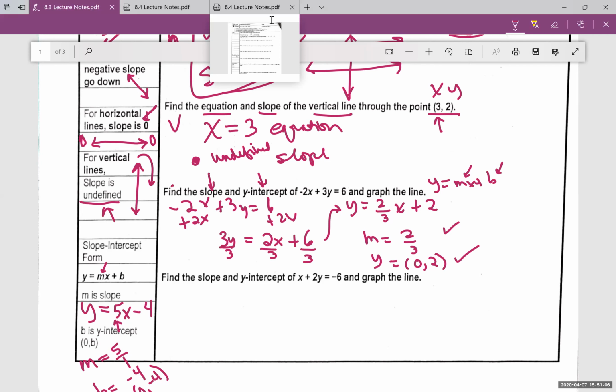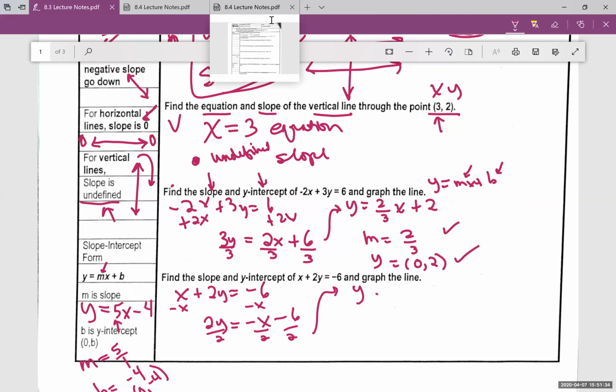The next one, find the slope and y-intercept of x plus 2y equals negative 6 and graph the line. Well, again, it's the same type of problem here. We want to get y on a side by itself. So I'm going to subtract x from both sides. When I do that, I'm going to put my x first, so I have negative x minus 6. Then I'm going to divide through by a 2.